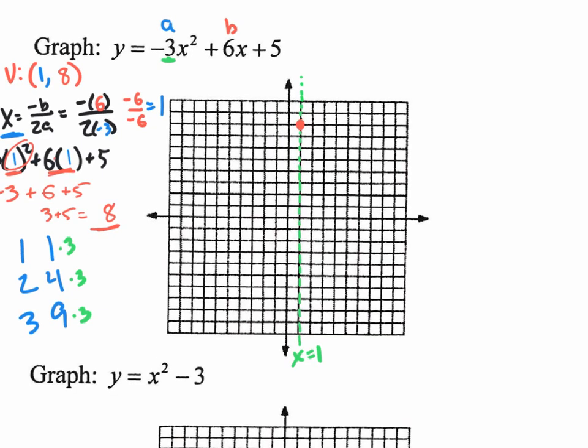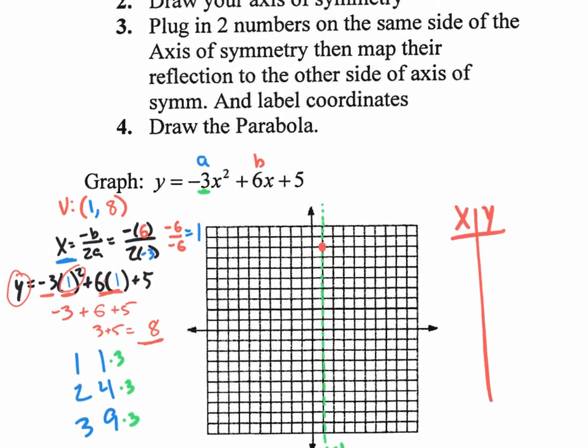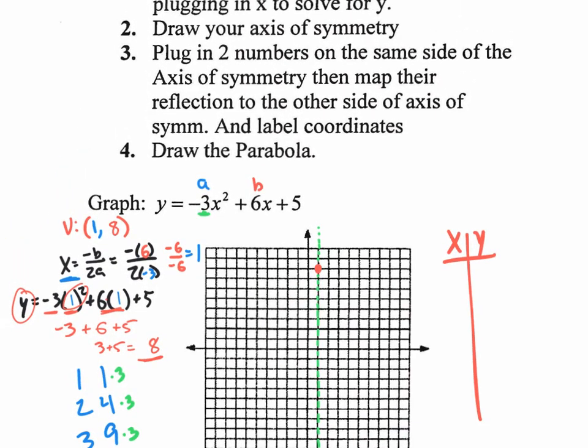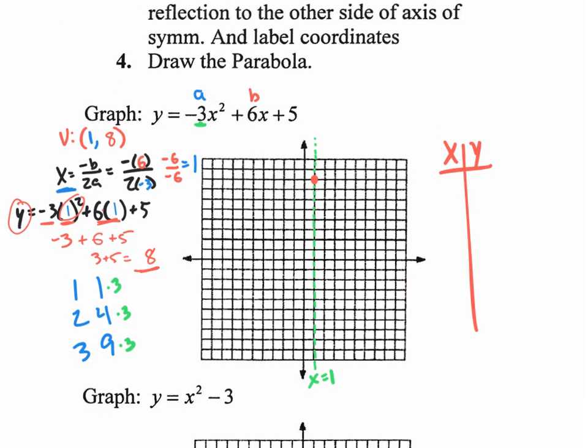If you want to, you could, but let's go to this other side, and instead of using the pattern being modified, let me write down an input-output table, an XY table. Everybody do that, please. And let's go back up to the notes. On the notes, it says step 3. We already did step 2, draw our axis of symmetry. Step 3, plug in 2 numbers on the same side of the axis of symmetry, and then map them over to the other side. So here's my axis of symmetry.